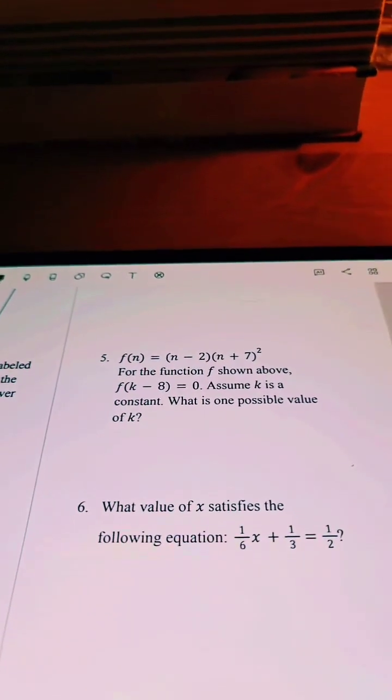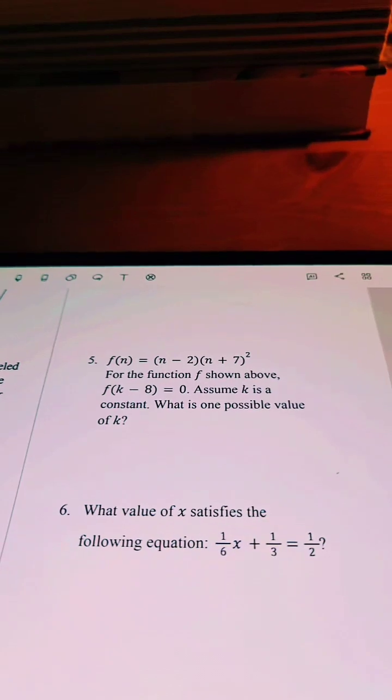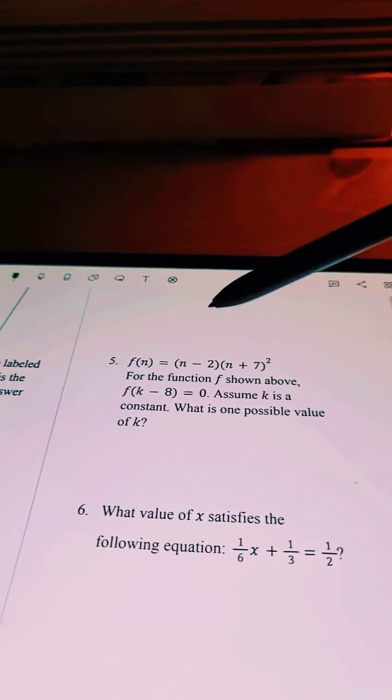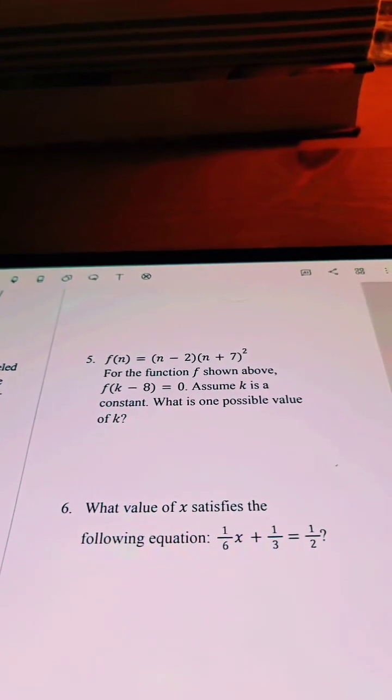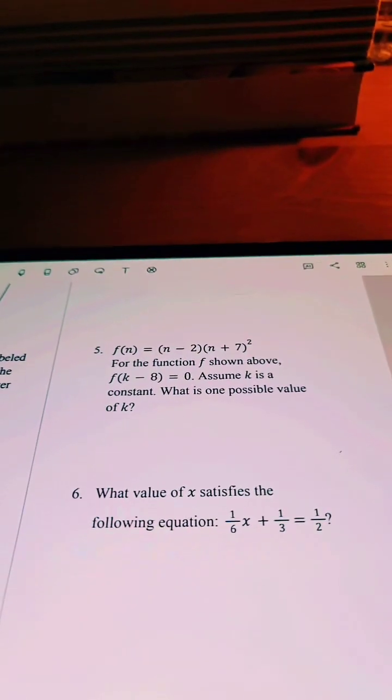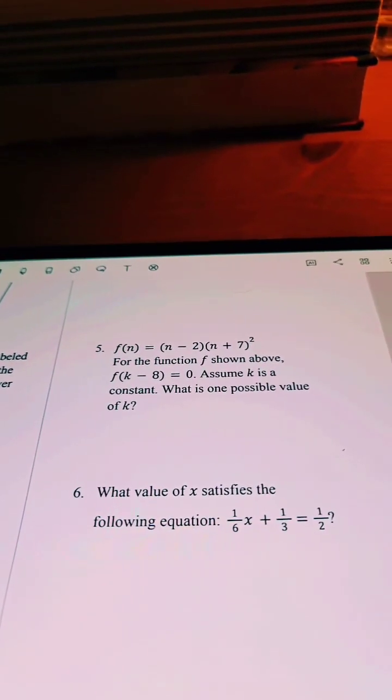So then let's go to number 5. For number 5, it says f of n is equal to this, and then for that function, f of k minus 8 is equal to 0. Assume k is a constant. What is one possible value of k?